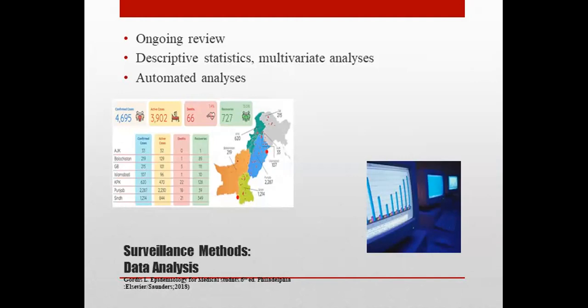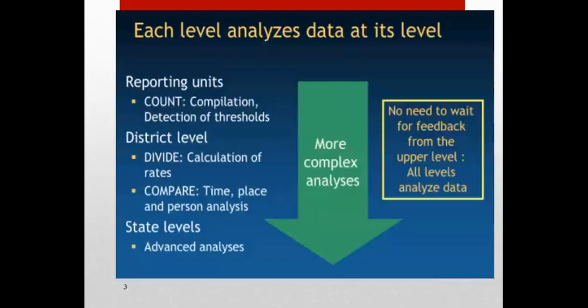Then the next step is the data analysis, actually the ongoing reviews. It includes descriptive statistics reporting, multivariate analysis, or automated analysis. In this, we can use frequency or bar charts to show any burden of disease, confirmed cases, active cases, and the mortality rates. Each level, the data is analyzed at its level.